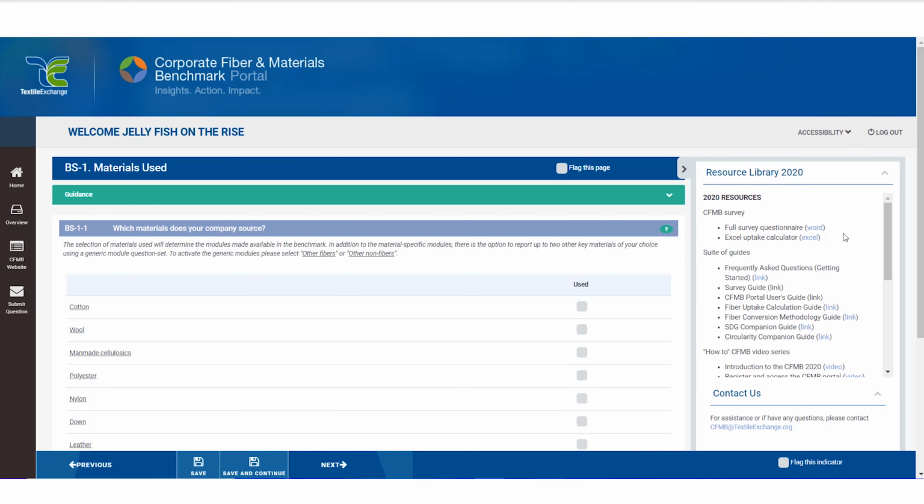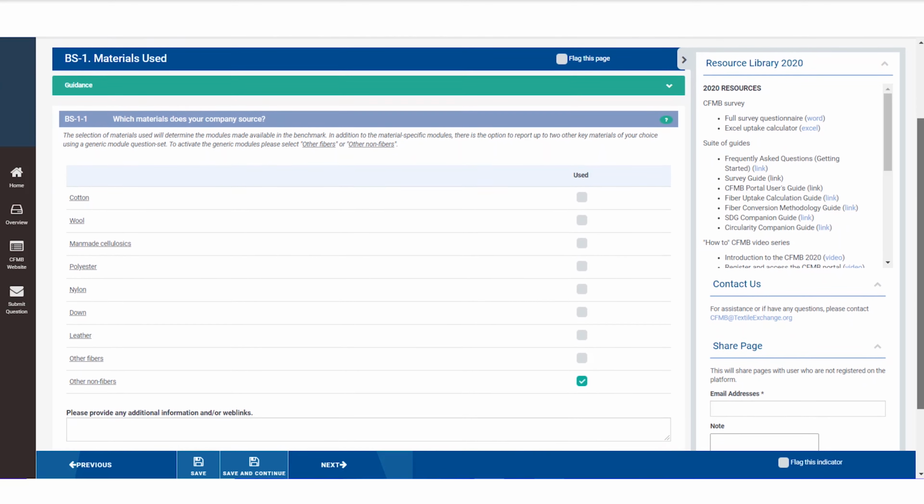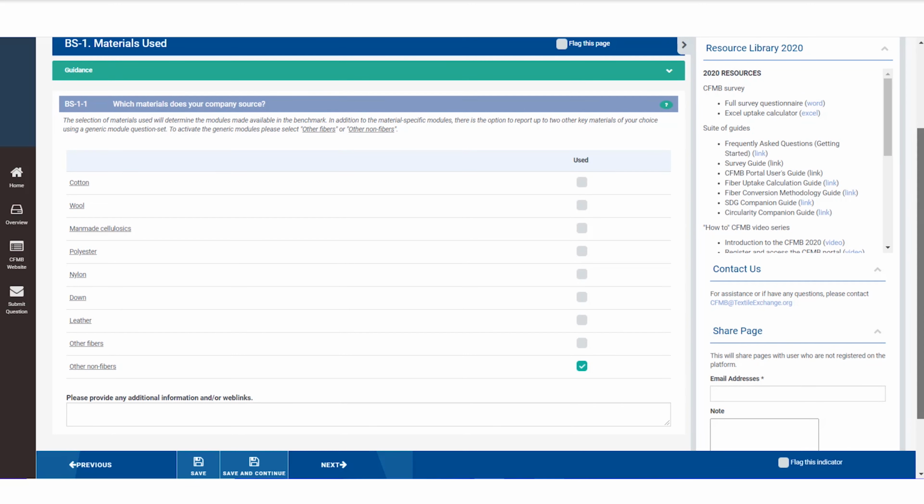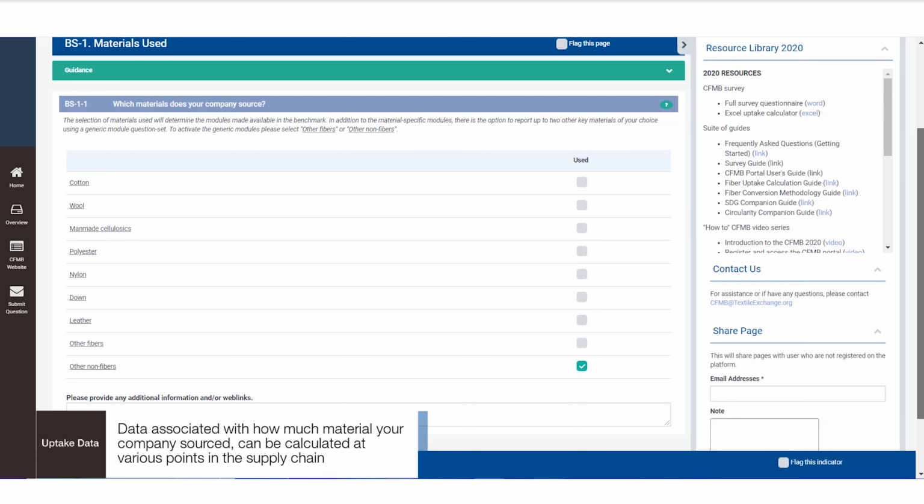Your responses to which materials your company sources will determine the material modules available in your company's survey. This year, we also have generic modules available to support detailed reporting on sustainability activities for materials like cashmere, hemp, linen, and rubber. To complete this section of the survey, you will need to prepare your company's uptake data for the reporting period. Uptake data, or volume-based data associated with how much material your company sourced, can be calculated at various points in the supply chain.